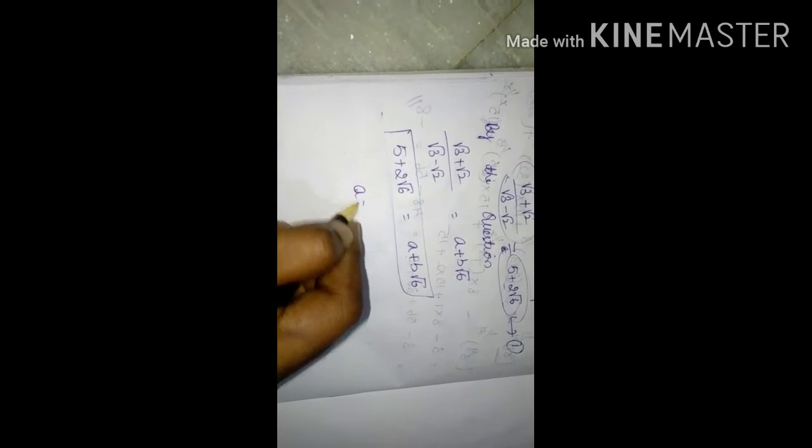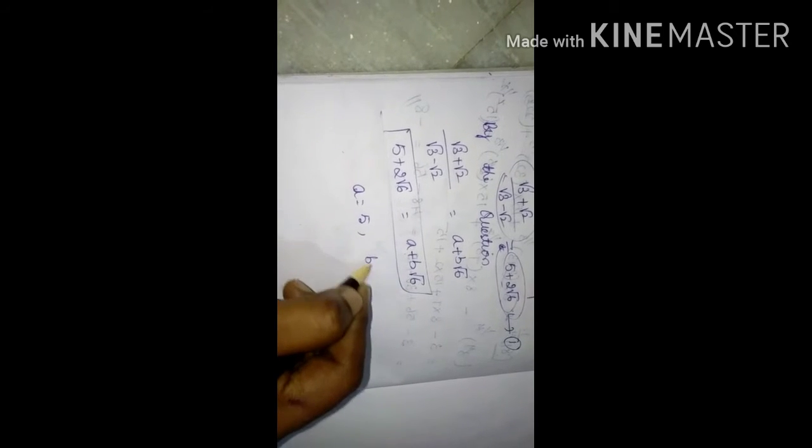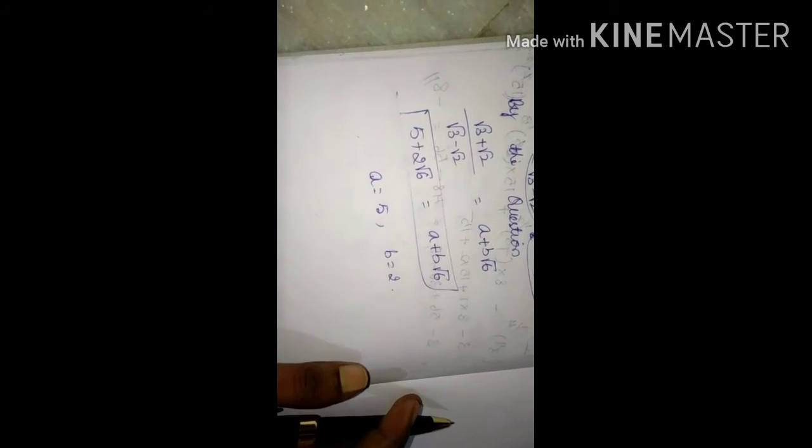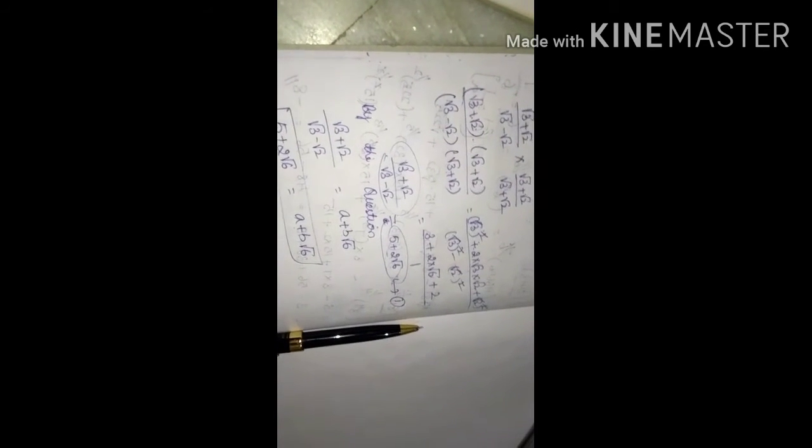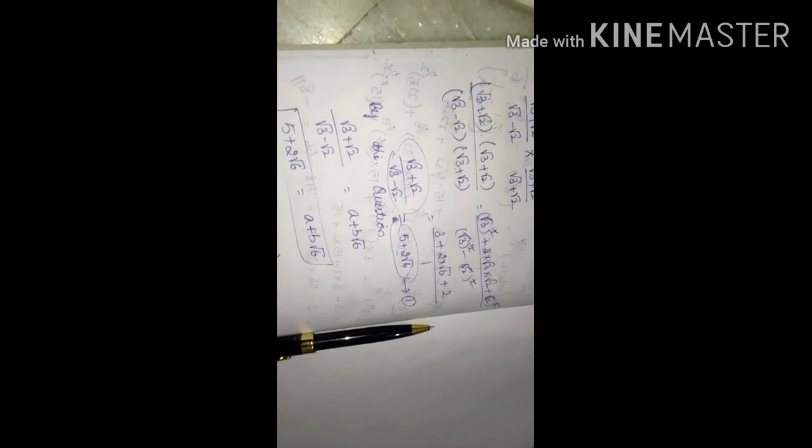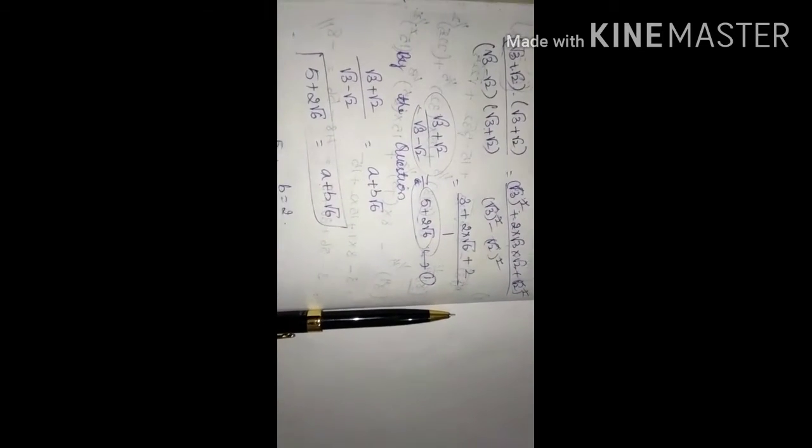From this we can conclude that a equals how much? 5, and b equals 2. Yes or no? a equals 5 and b equals 2. These are the values of a and b. Okay, just you have to find out the values of a and b. Clear? Just you have to rationalize the denominator with the opposite sign and substitute in the formulas, then simplify, and you will get the answers like this.